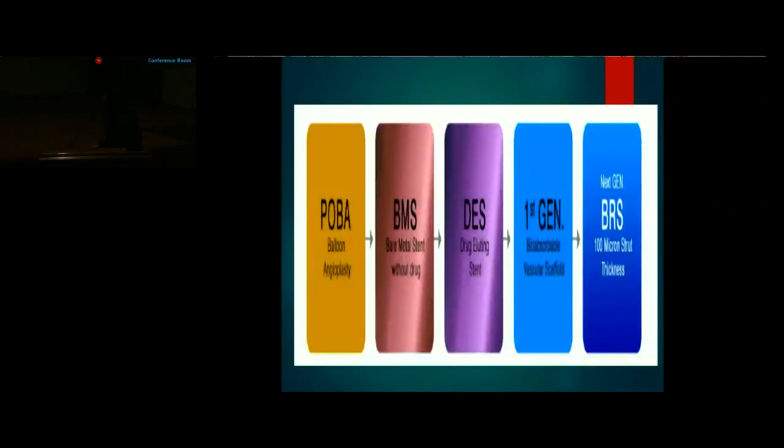So the coronary intervention was done with balloon angioplasty, then came the bare metal stent, then came the drug-eluting stent, then came the bioabsorbable vascular scaffold, first generation. Now is the next generation with thinner strut size bioresorbable scaffolds.